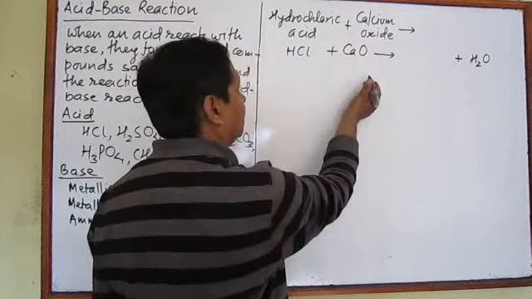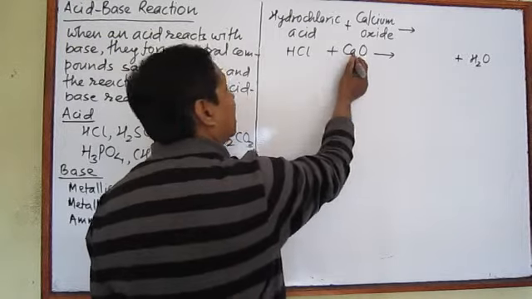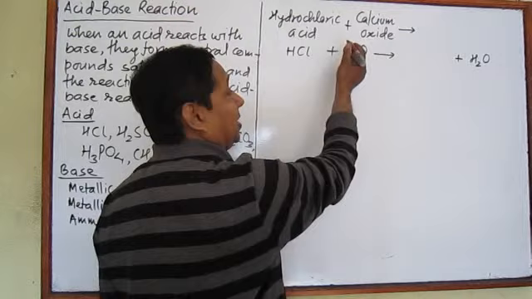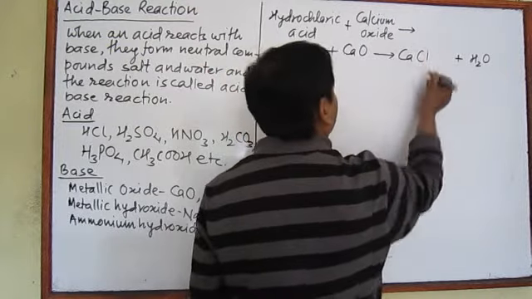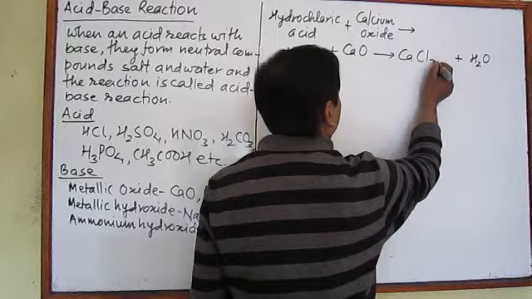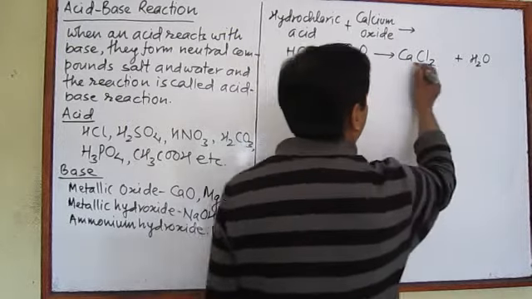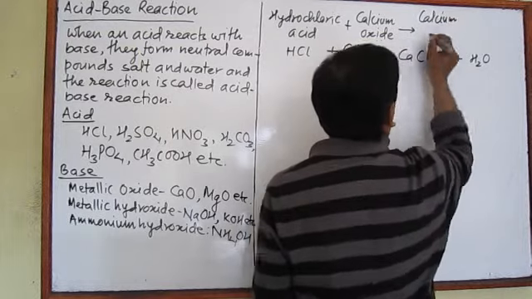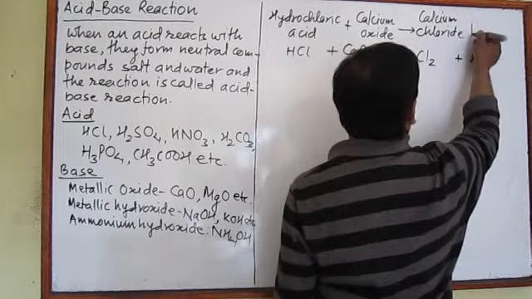Now how salt forms? Hydrogen of acid will be displaced by the metallic part of the base. Here metallic part is Ca, I mean to say metal is Ca, which displaces hydrogen. That's why we will have CaCl. Valency of calcium is 2. Chlorine is 1, that's why CaCl2. And the name of this compound is calcium chloride. And this is water.